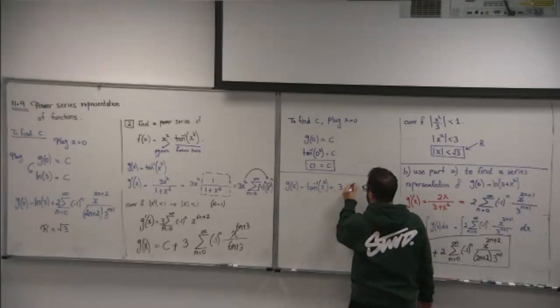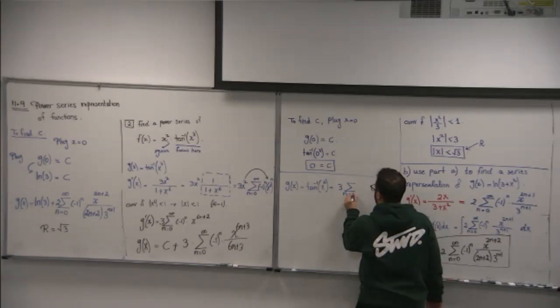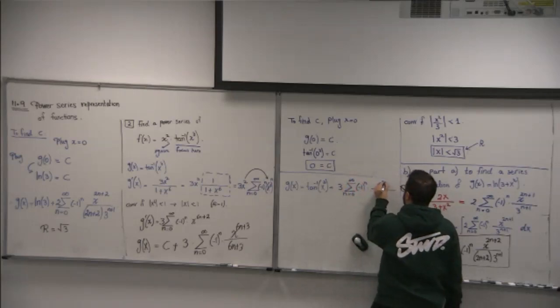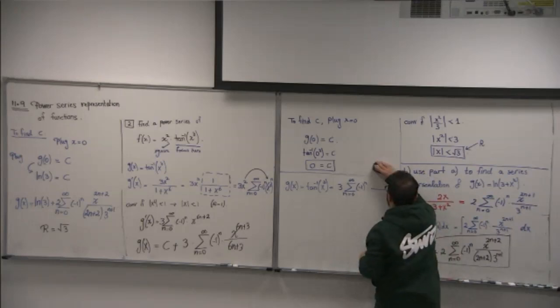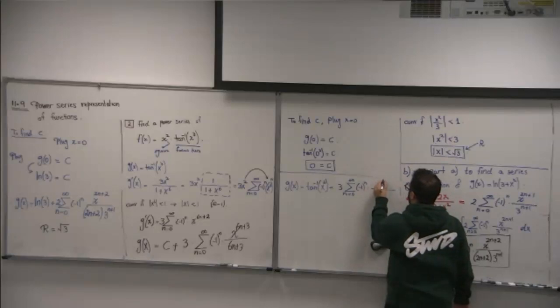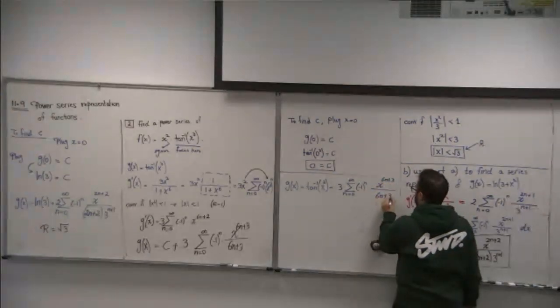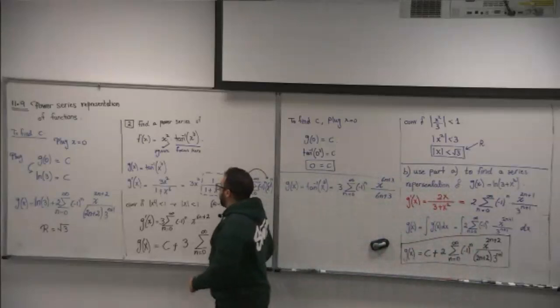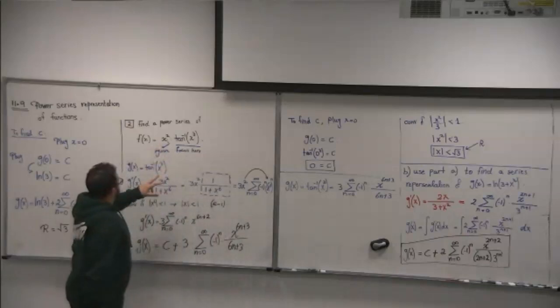So therefore, g of x updated, which is tan inverse of x cube, is just 3 times the series without the plus c, because it's 0. No, sorry. X power 6n plus 3, divided by 6n plus 3. That's g of x, which is tan inverse of x cubed.